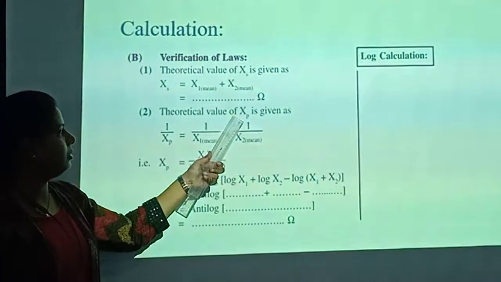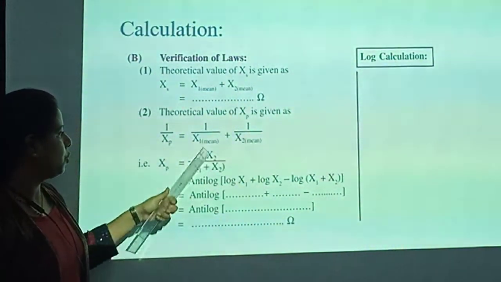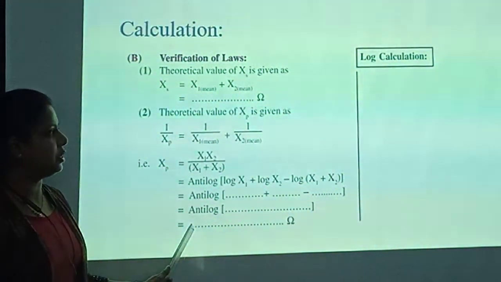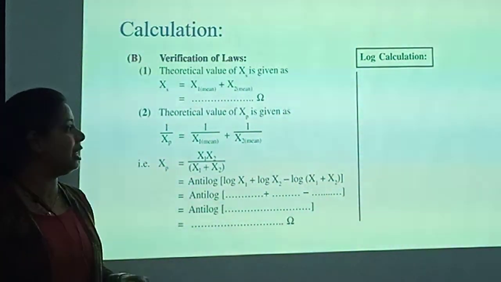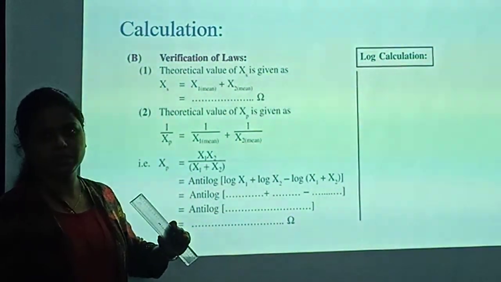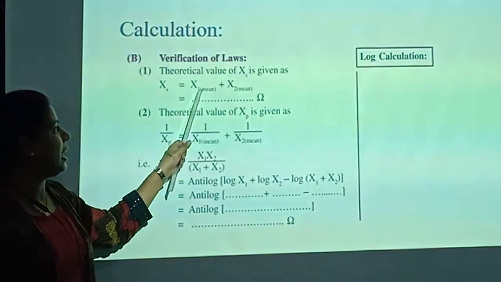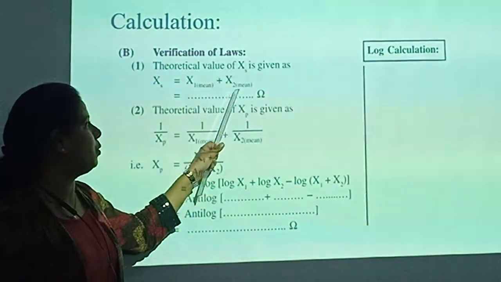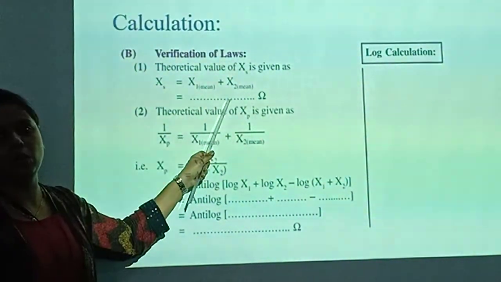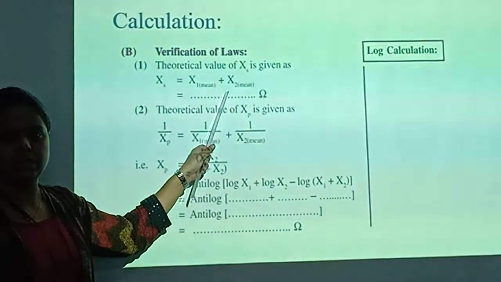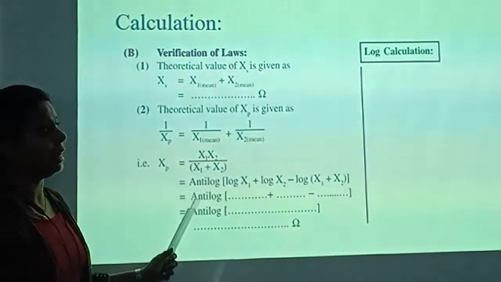Similarly, we have to find out the theoretical value. With the help of your observation table, you can do this type of calculation, and if you do this experiment correctly, you will get the exact result. So this is not a big thing. X series: suppose X1 you will get 5 ohm resistance, and suppose X2 you will get like 5 ohm resistance. So Xs will be 10 ohm resistance. Okay, so this is the verification of the law, that is the calculation.